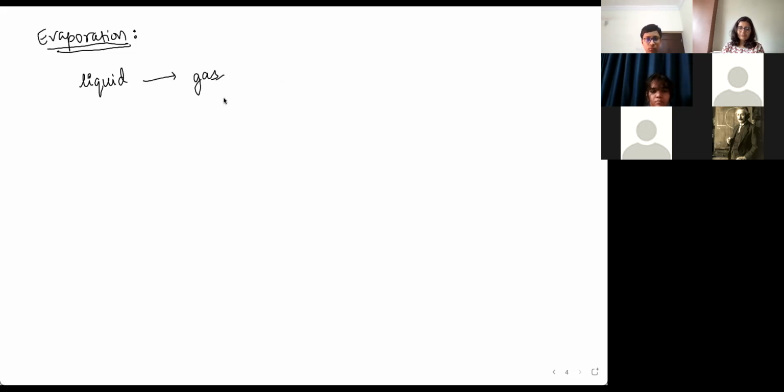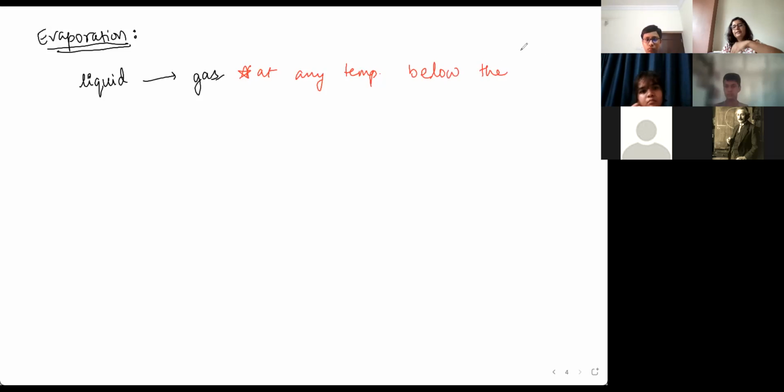That change in liquid to gas, but it is not by increasing the temperature. So this is at any temperature below the boiling point. So room temperature pe bhi evaporation will happen. So think of your clothes drying. Uske liye you're not heating up your clothes, no? You're just putting it outside and then the water evaporates on its own. So even at room temperature, this happens.